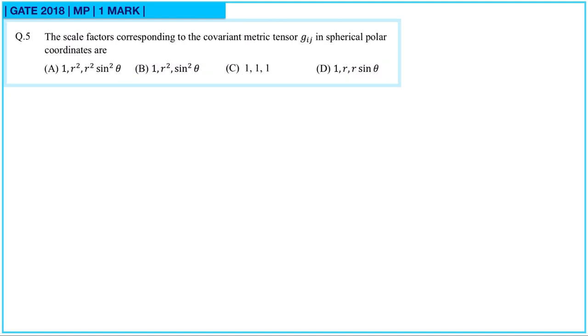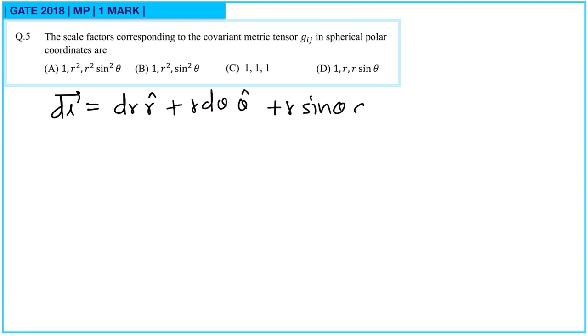Next. The scale factors corresponding to the covariant metric tensor Gij in spherical polar coordinates are. Now we have dl bar is equal to dr r cap plus r d theta theta cap plus r sin theta d phi phi cap. So we have here 1, r and r sin theta. So option D is correct.